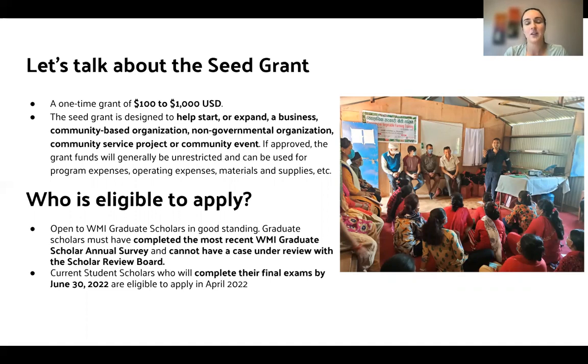Who is eligible? WMI graduate scholars in good standing. Good standing means that you've completed the most recent graduate scholar annual survey, and also you do not have a case open with the Scholar Review Board. In addition, current student scholars who will complete writing their final exams by June 30th, 2022, are also eligible to apply. If you have any questions about whether you're eligible, please send an email to me sooner than later so that we can help make this determination, and hopefully you can start preparing your application for the April cycle.